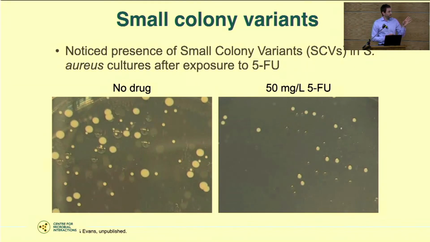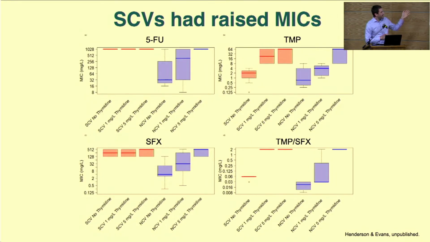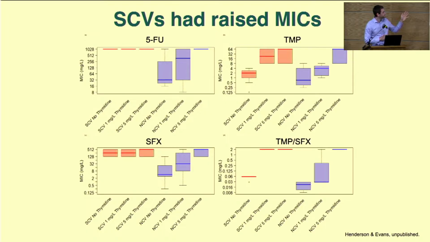So we wanted to know whether there was any difference with these small colony variants to the other strains. And so we did some MICs on those. So we've got small colony variants, which is the SCV, and normal colony variants, the NCV. And we tested against a number of different drugs, and we find that the small colony variants do have slightly raised antibiotic MICs, which fits with what we know about these types of strains.